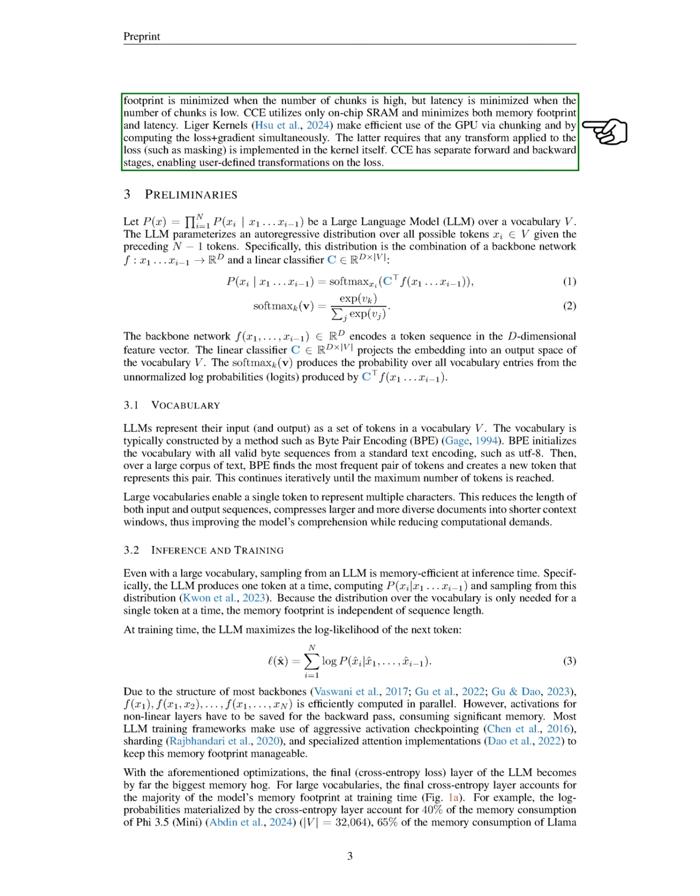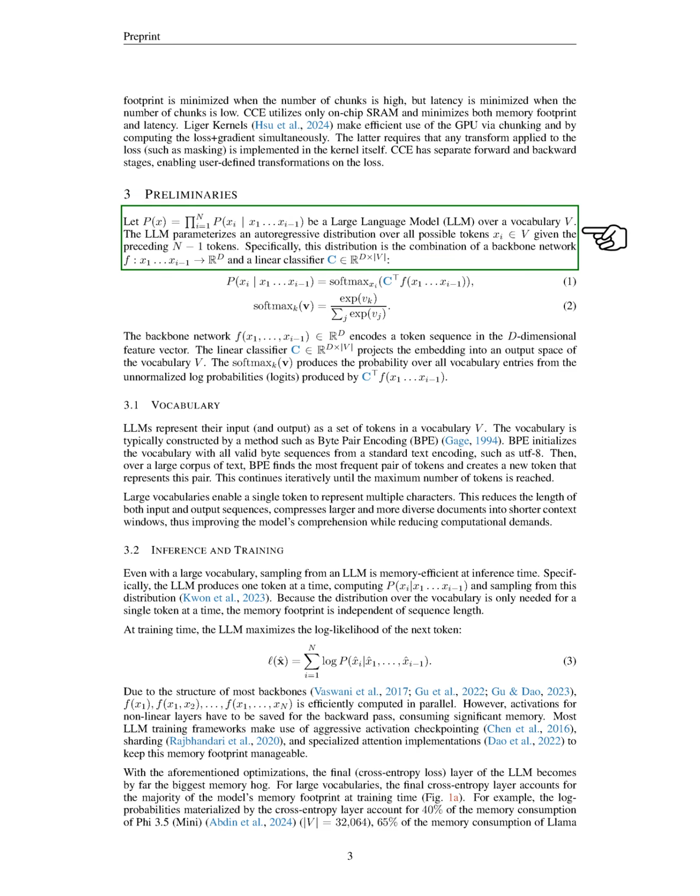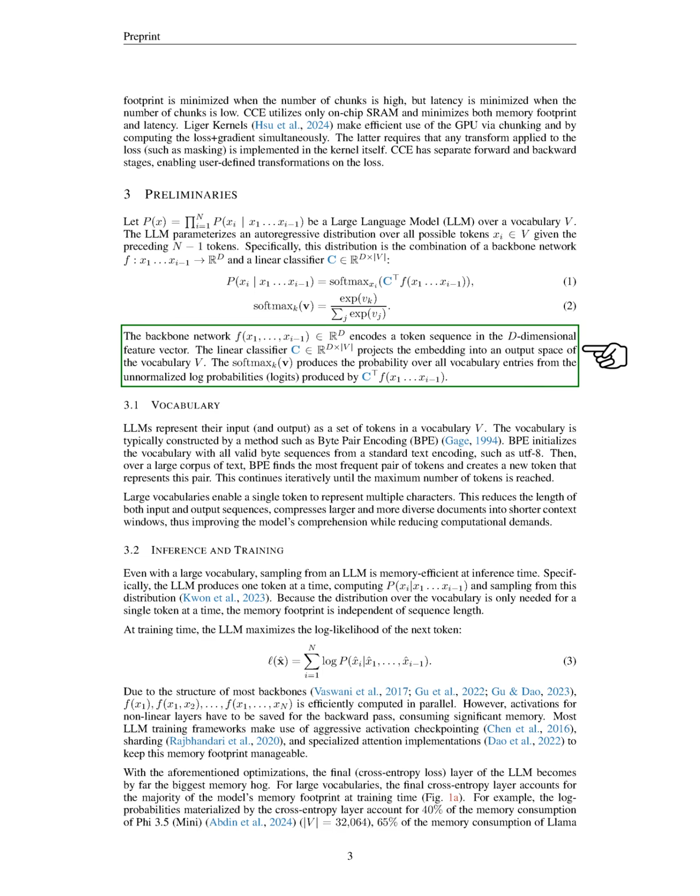In our preliminaries, we define a large language model, LLM, over a vocabulary, where the model predicts the next token based on the preceding tokens. This involves a backbone network that encodes the token sequence into a feature vector and a linear classifier that projects this embedding into the vocabulary space. The softmax function then generates probabilities from the unnormalized log probabilities produced by the classifier.